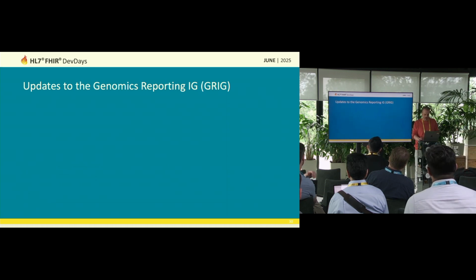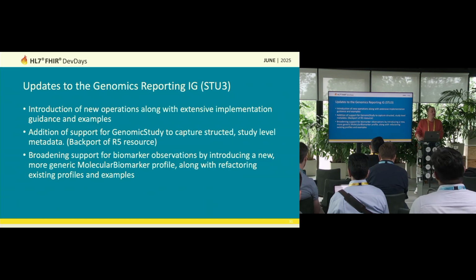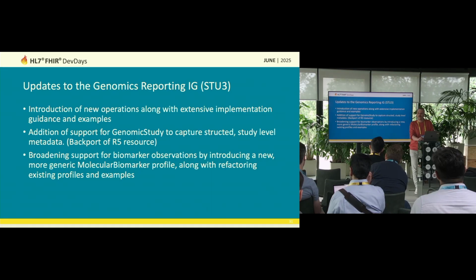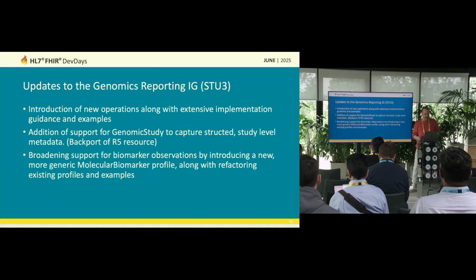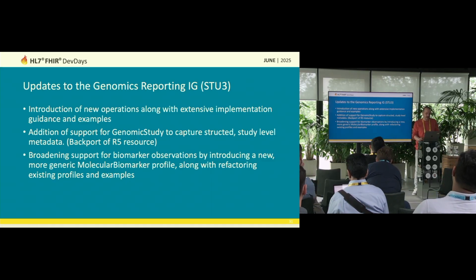Heading over to the updates to the genomic report IG. STU3 introduced new operations, so we have some operations defined in our IG. We added some new ones and some better guidance and extensive examples. We added the support for genomic study, which is more or less similar to imaging study. It is able to capture structured study-level metadata, so basically what I have done in the lab. We broadened the support for biomarkers. Biomarker observations were not part of the IG. We introduced them with STU3 with a very generic molecular biomarker profile.